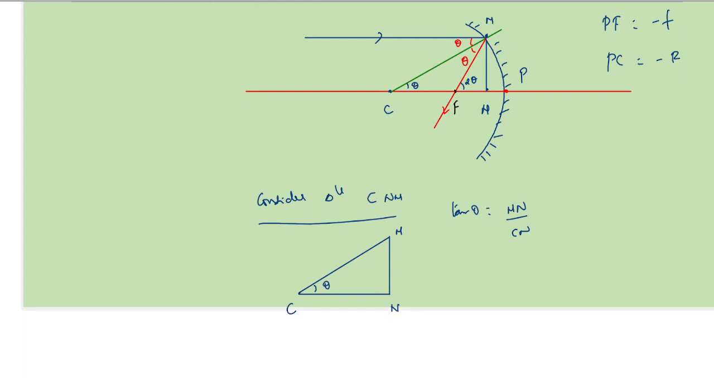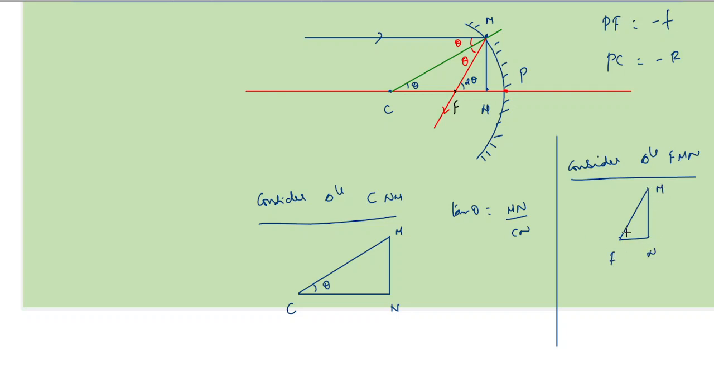I will consider the triangles separately. We will consider triangle FMN. It's like this. This is what we considered. This is point F, this is point M, this is point N. The angle here is 2 theta. From here, tan 2 theta is equal to MN by FN.